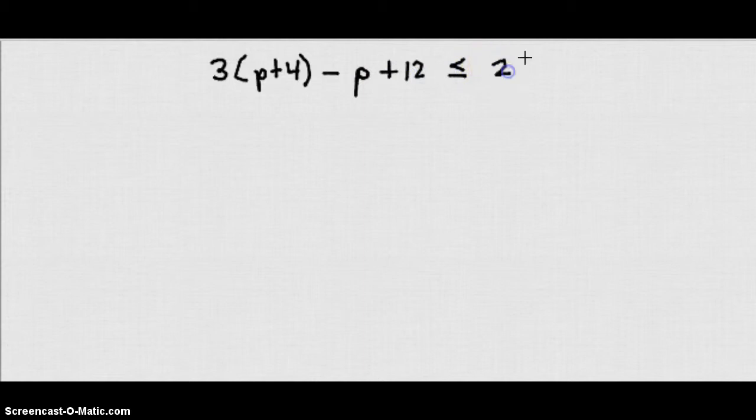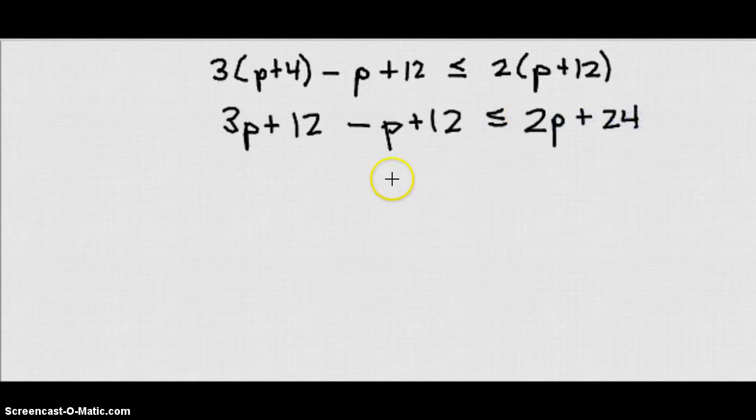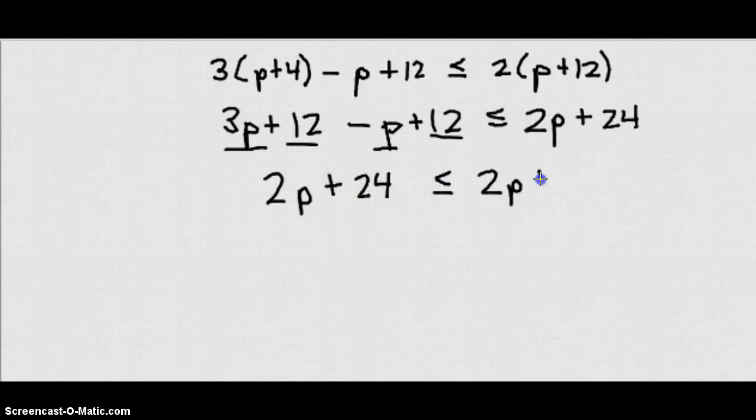Finally, let's look at this scenario where we have 3 times the quantity p plus 4 minus p plus 12 is less than or equal to 2 times the quantity p plus 12. So 3p plus 12, if we distribute that, minus p plus 12, distribute the right side, 2p plus 24. Combine my like terms, 3p and negative p gives me 2p, 12 and 12 gives me 24. Is less than or equal to 2p plus 24.